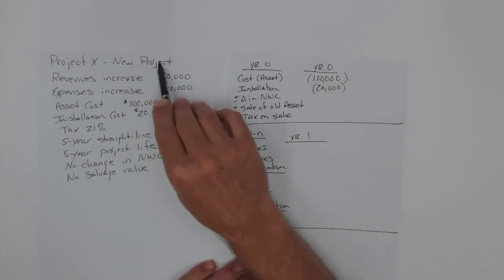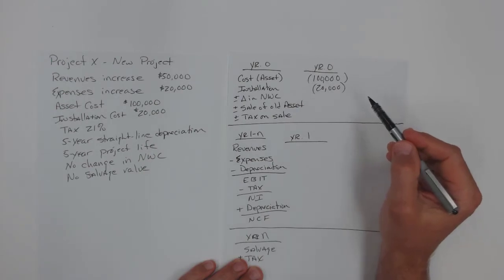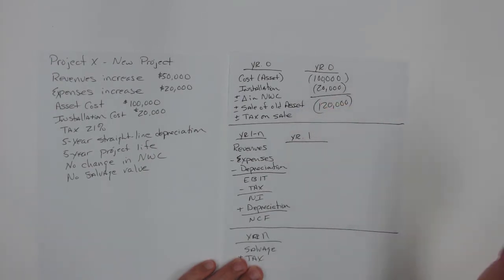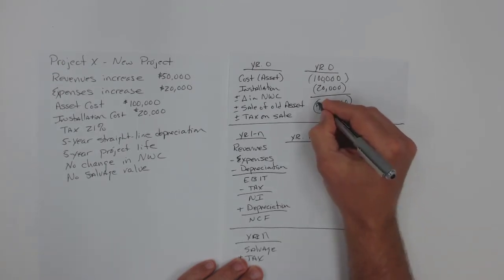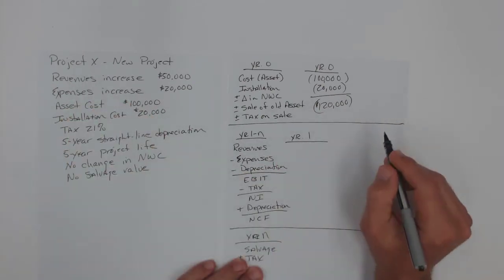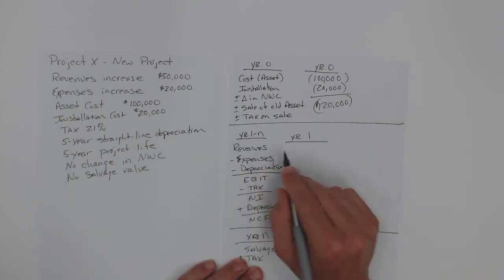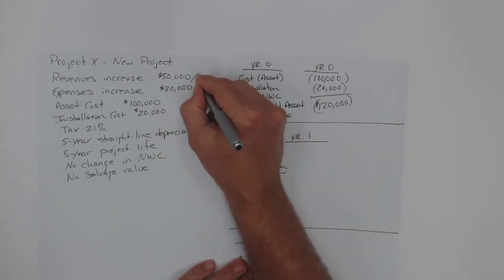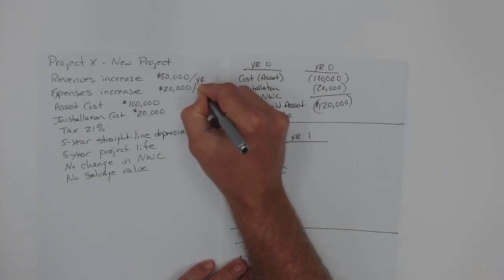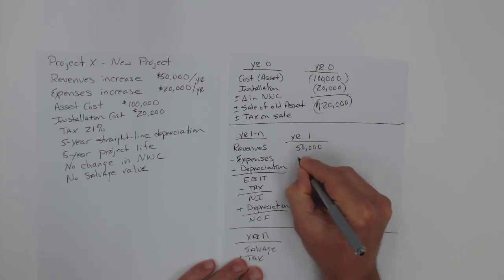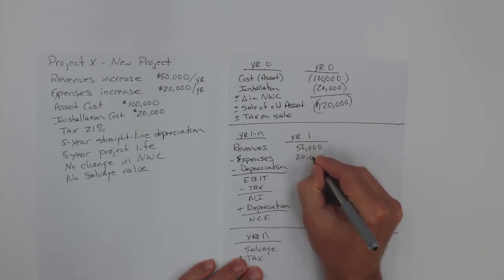There's no old asset because it's a new project, so therefore there is no tax. The net investment is $120,000. We will need to raise capital or have capital of $120,000 in order to invest in Project X. Revenues increase $50,000. This would be per year. Expenses $20,000.